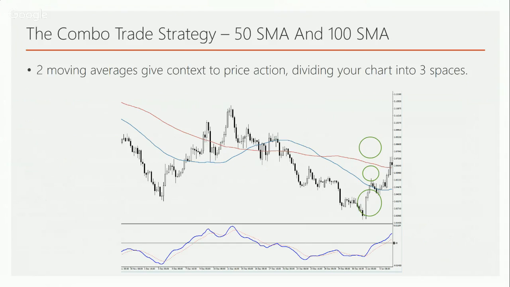But today we're going to just take a page out of the combo trading strategy book, and I'm going to share with you a little bit about the 50 and the 100 simple moving average. I call them the combo lines, or just the lines. So when you see 2 lines on my charts, you're always going to know what they are. It's a 50 simple moving average and a 100 simple moving average. 2 moving averages give context to price action, dividing your chart into 3 spaces. I'm going to grab my little laser pointer. The space above both lines, the space between both lines, and the space below both lines.